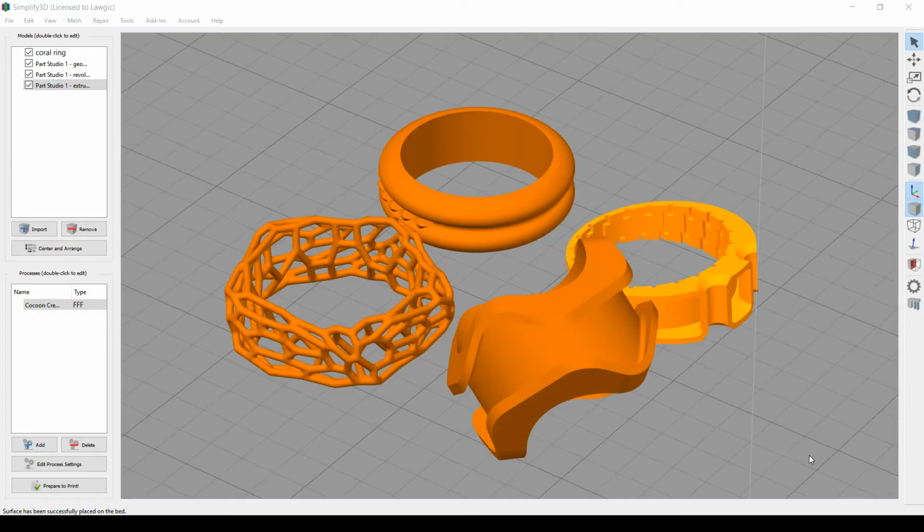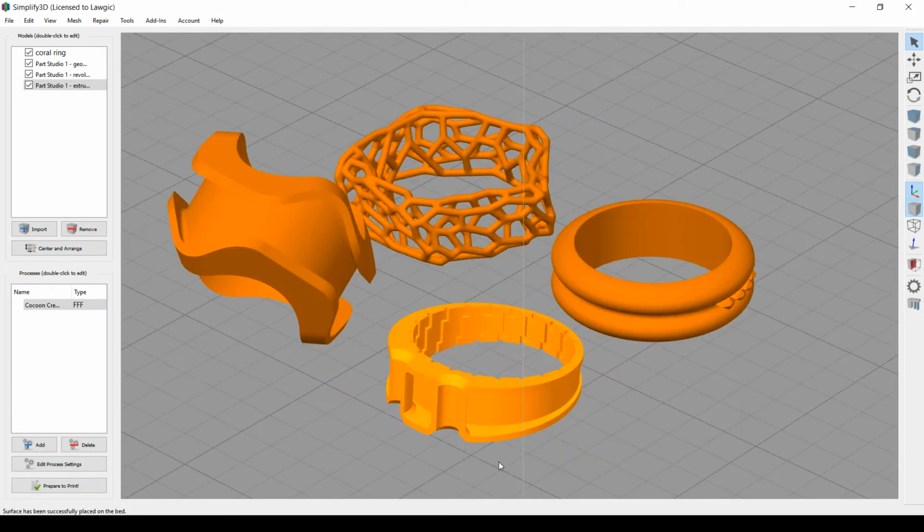Time to print our four rings on the Arty 3D printer, also known as the Cocoon Create Touch. For the FDM printing, I used Simplify3D and laid them out as you can see here. The revolved ring and the coral ring I decided to leave flat because I felt like that was the least amount of support that would be needed.